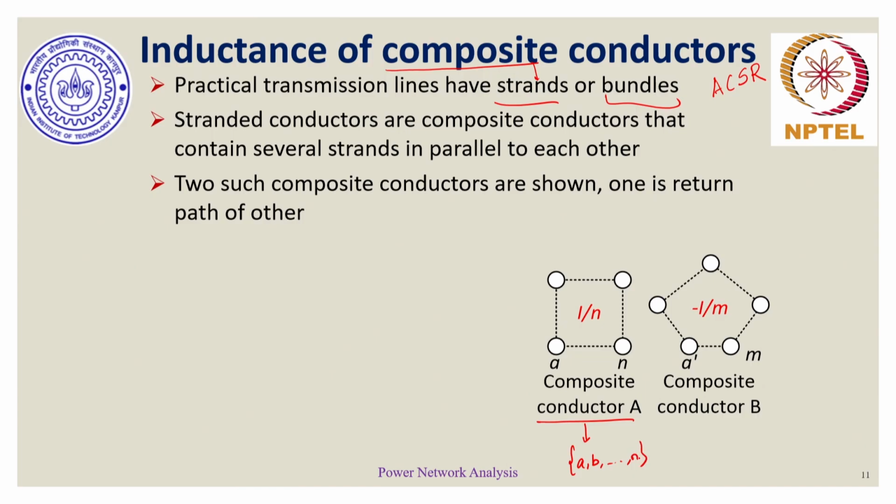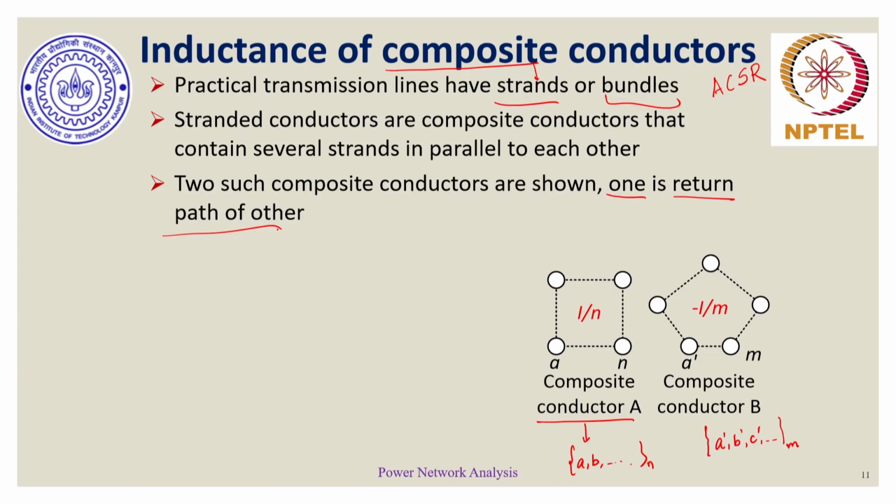Small n is the number important here. And composite conductor B also has strands which could be labeled as A dash, B dash, C dash, and so on. So this set is a set of n labels, and similarly composite conductor B has different strands with a total number m. We are talking about an arrangement where these two composite conductors form a single-phase circuit, and that's the reason why one composite conductor acts as the return path of the other.